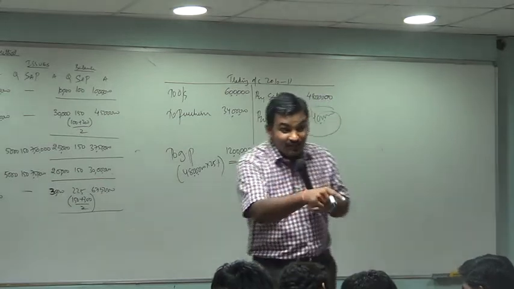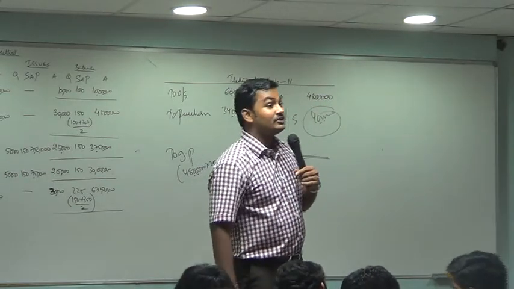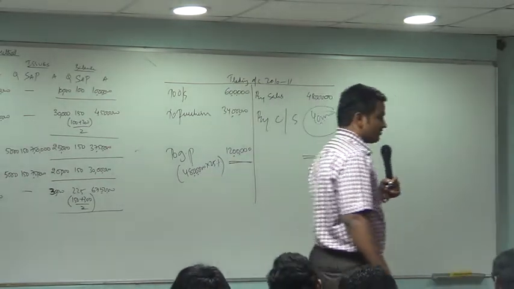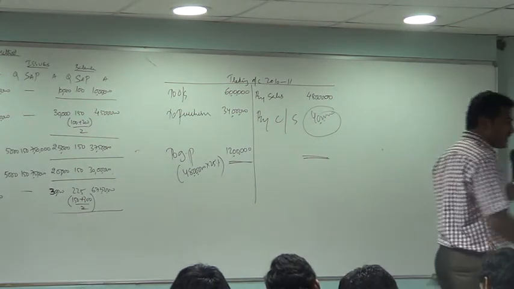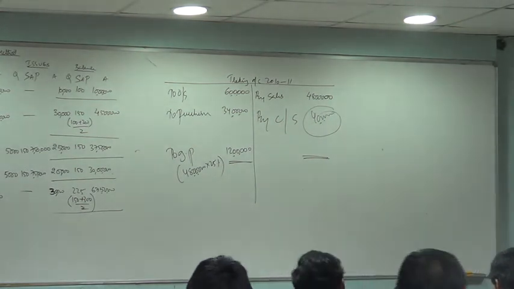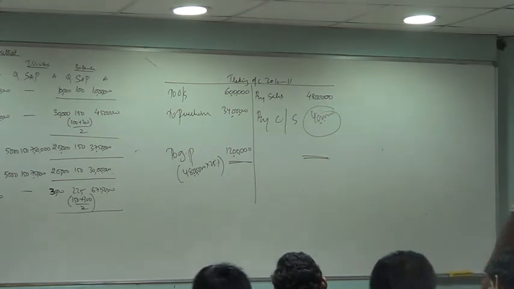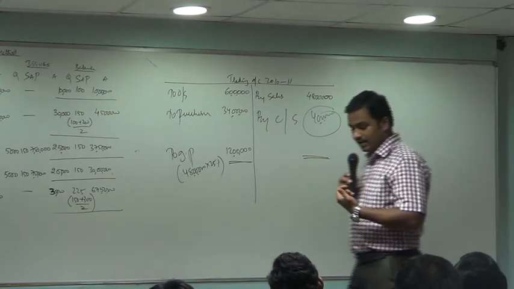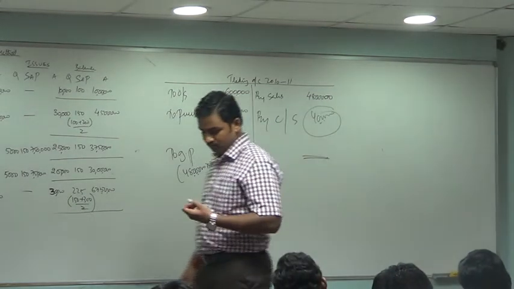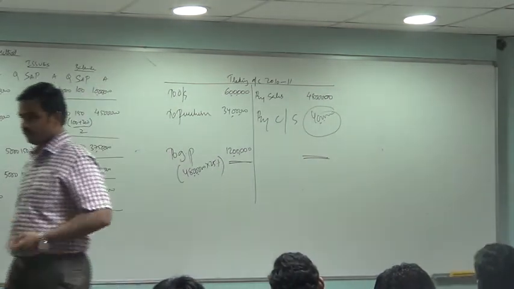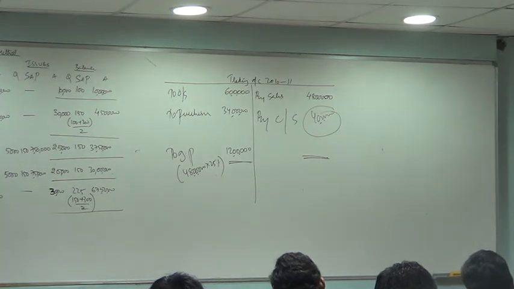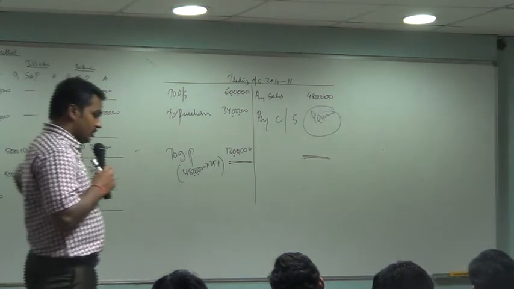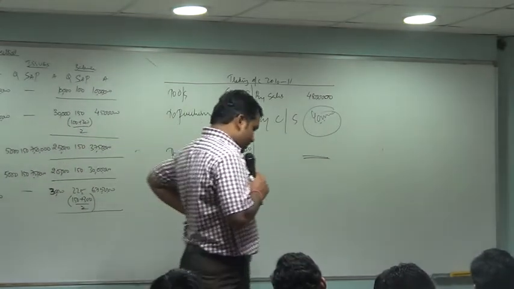But what is the actual value of closing stock? 3,25,000. So what is the value of stock stolen by our new employee? 75,000. Right. Stock value as per our books should have been 4 lakh, but physical stock is only 3,25,000.